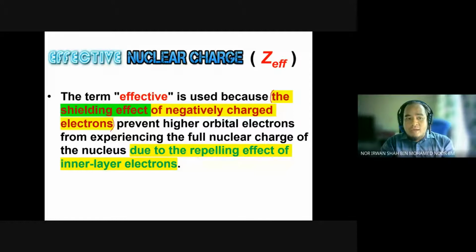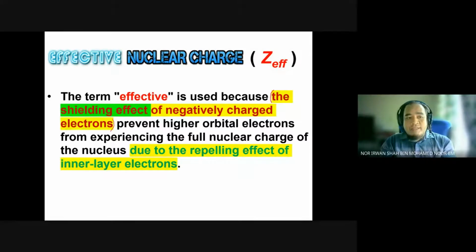Nampak tak? So that's why untuk kes di mana suatu atom yang mempunyai many electrons, we need to consider this factor. Guys, we need to consider this factor, shielding effect. Why? Because this shielding effect of these negatively charged electrons, kalau you guys baca pada statement dekat screen you all tu, so nampak dia kata apa? Dia akan prevent higher orbital electrons from experiencing the full nuclear charge of the nucleus. Sebab apa? Due to the repelling effect of this inner layer electrons ataupun elektron yang berada di dalam inner shell.